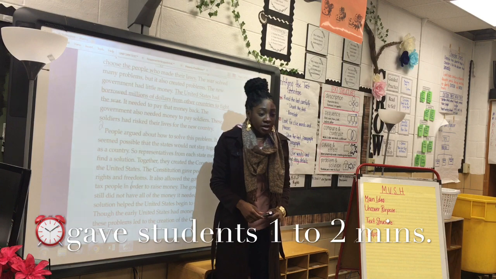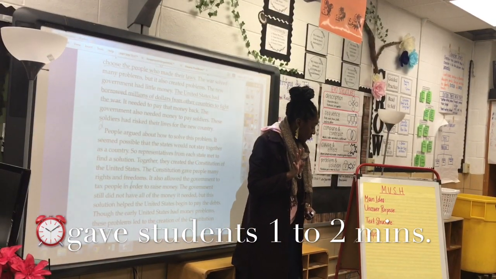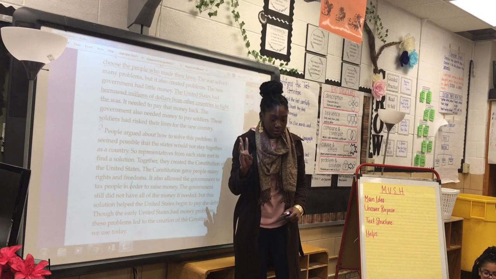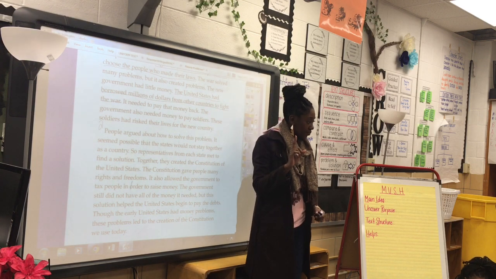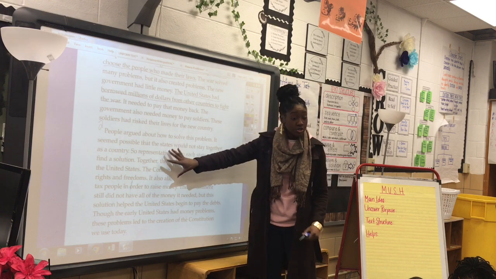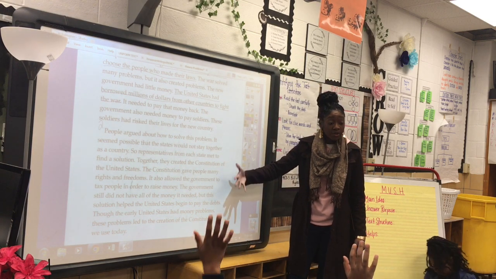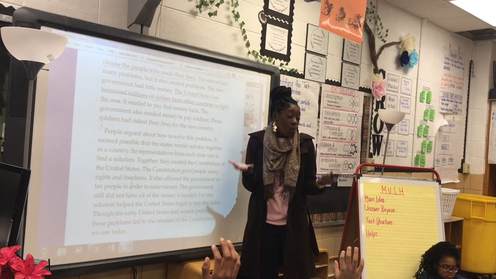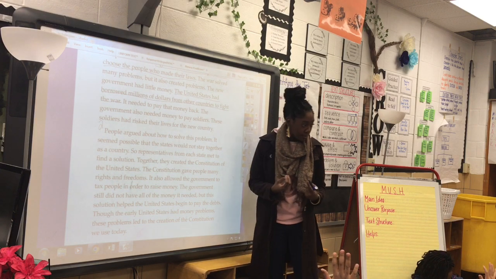Putting our pencils down in 5, 4, 3, 2, 1. Okay, so you all just read chunk 2. Would anyone like to read or tell me what sentence they underlined and why they thought that that sentence was important or why it stuck out to them?